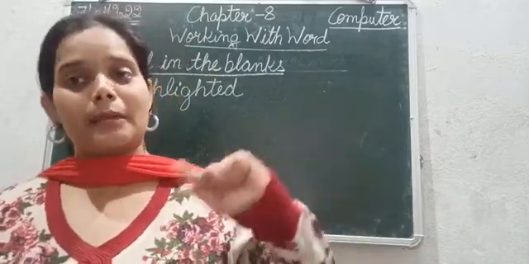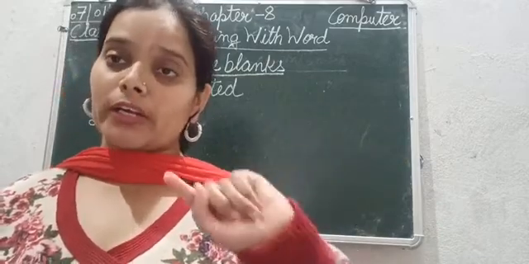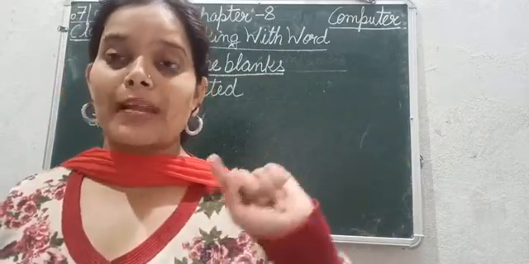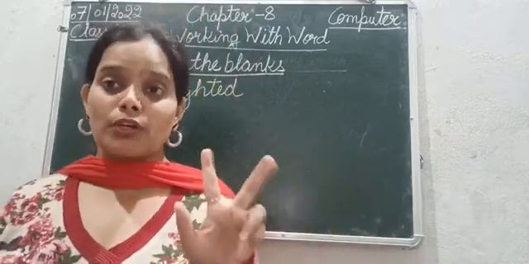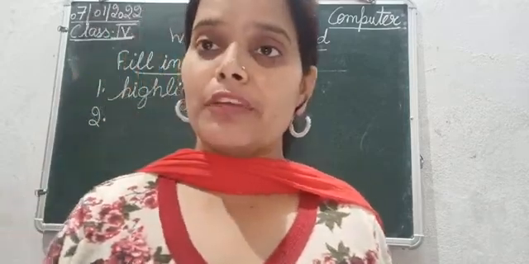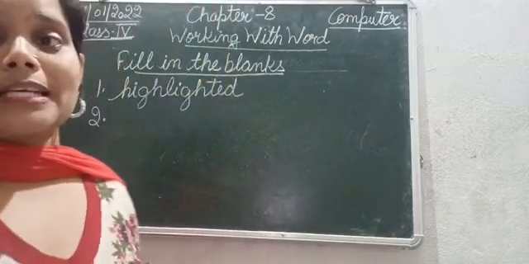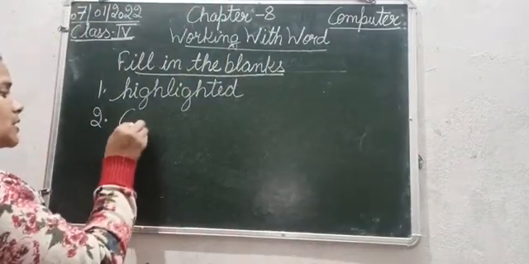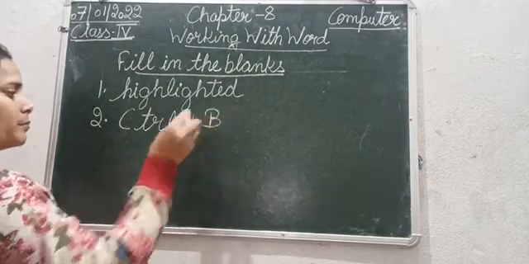Either you can make the text bold by using the bold command in the Home tab, or the shortcut key for that is Control plus B. So after selecting the text, you can press Control plus B on your keyboard, and your text will be bold. So the shortcut key for making the text bold is Control plus B, that is CTRL plus B.